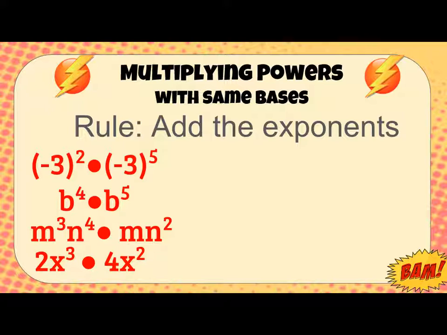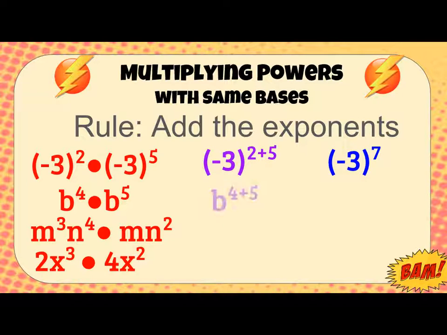So if I look at these, I see my bases are -3 times -3 times -3 times, so I have that 5 times. So really it's -3 to the 2 plus the 5. So it's really -3 to the 7th power. You have to have the parentheses there because the base is negative. B to the 4th times b to the 5th, both two bases are the same. So it'll be b to the 4 plus the 5. Means I have 4 b's and 5 b's, add them together, b to the 9th.